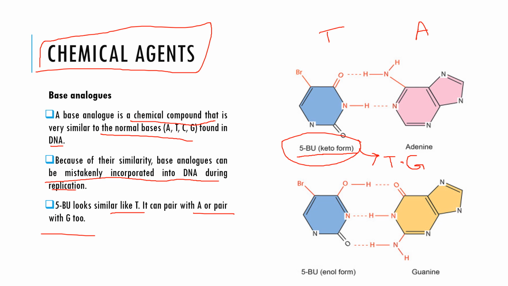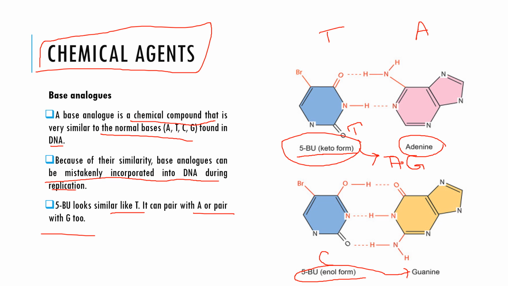Sorry, it can pair with adenine or it can pair with guanine. When the 5-bromouracil is present in the keto form, it will form a bond with adenine, because at that time it mimics thymine. And when the 5-bromouracil is present in an enol form, it will form a bond with guanine, because at this time it is mimicking cytosine.